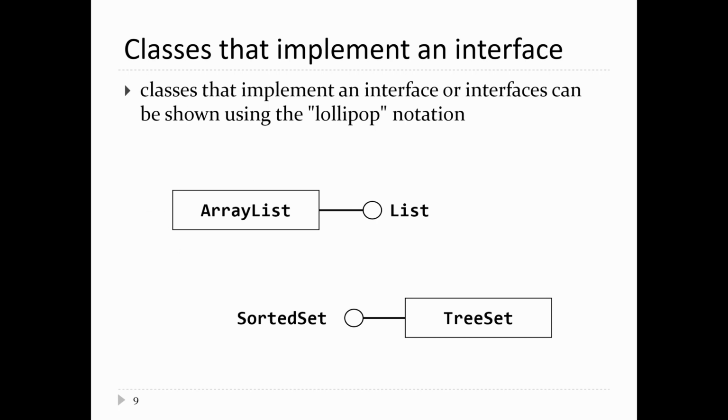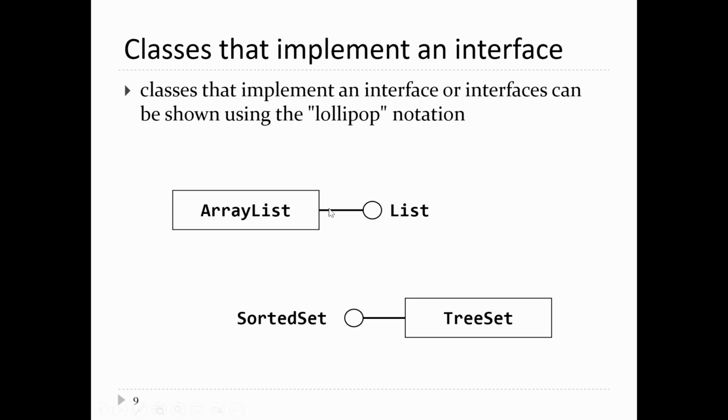If your class implements an interface, you can indicate that on your diagram. So you use what's called the lollipop notation. And all you do is you draw a solid line to the box and a little round circle, and then the name of the interface that the class implements. So this diagram says that ArrayList implements the List interface. This diagram here says TreeSet implements the SortedSet interface.